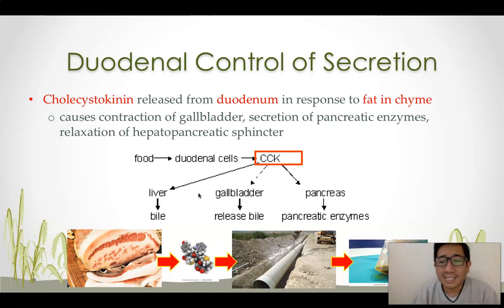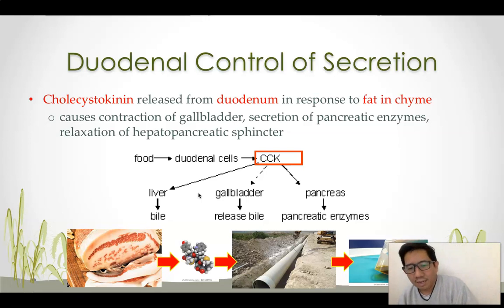So the first one is CCK, cholecystokinin. You really need to know this. CCK is released in your small intestine. The first part of your small intestine is called the duodenum. So CCK, C, D: CCK is released in the duodenum.